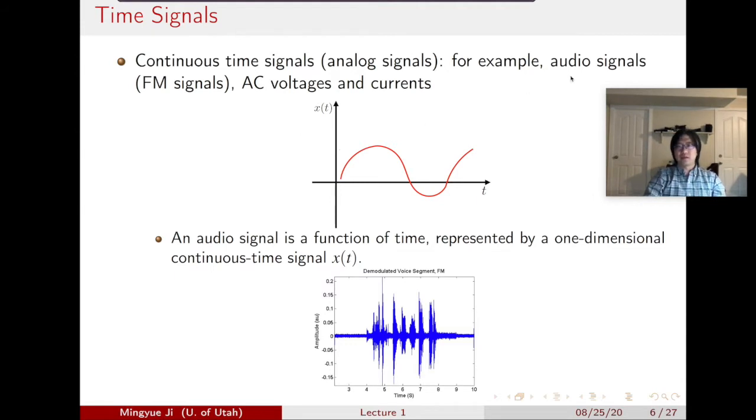Okay, so as we said, an audio signal could be a continuous time signal, like the AC voltage, and also current. Here is an example of an audio signal. That can be represented as x of t. What is x of t? As we said, t is the time domain, and x is the strength of the signal. Or we can understand the signal as a function of time. So x of t is a function of time t.